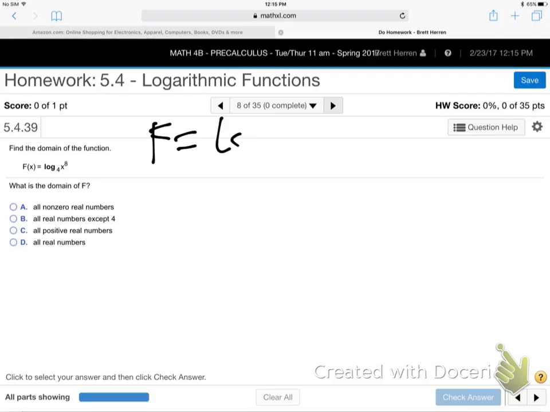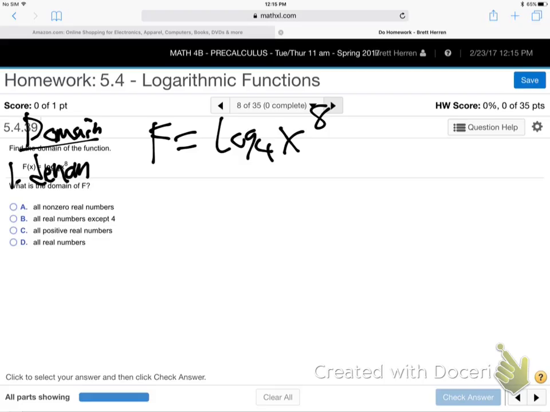All right, f is log base 4 of x to the 8. They're asking us for the domain. What we do for domain, you guys already know, what do we already know about doing domain? What do we do, like if there's a denominator, for example, for domain?